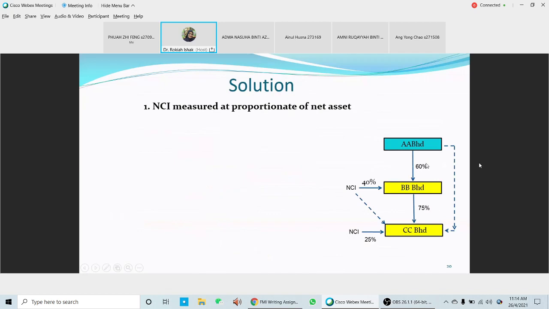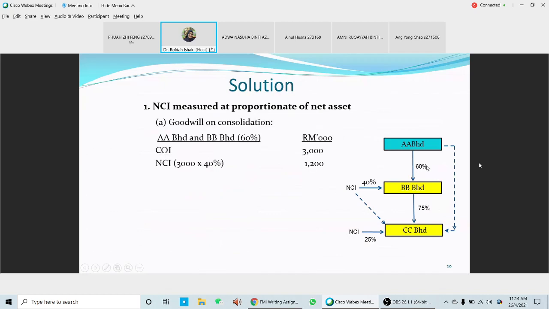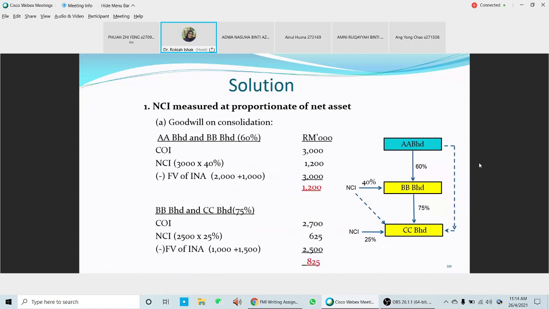Now we're going to measure NCI using net assets, so calculate the goodwill on consolidation. Here we need to calculate two goodwills. The first one is the goodwill for A and B, and then B and C. Two goodwills. The COI here is 3 million, and the NCI here is 3 million times 40%.